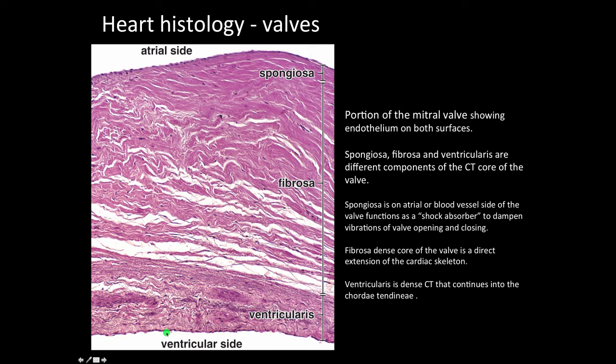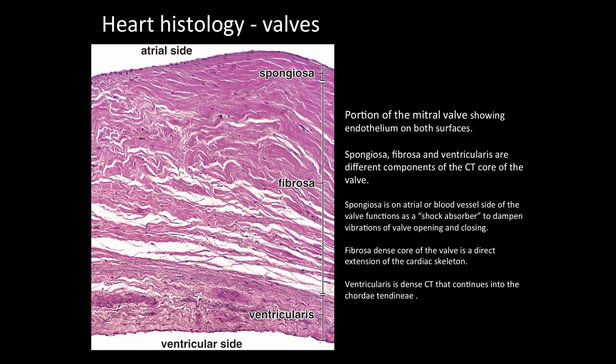The spongiosa, fibrosa, and ventricularis are different components of the connective tissue core of the valve. The spongiosa is a connective tissue on the atrial or blood vessel side of the valve, and that functions as a shock absorber to dampen vibrations of the valve when it opens and closes.